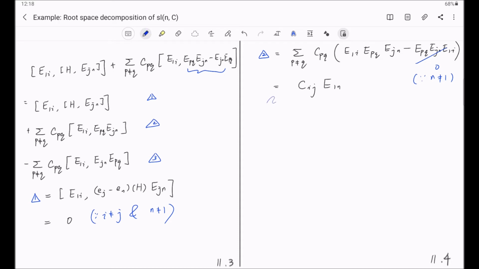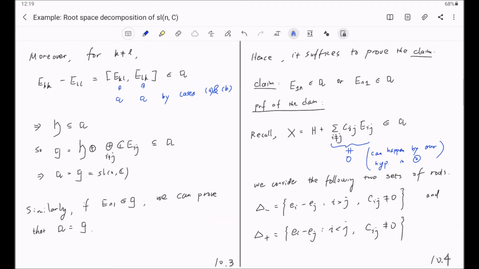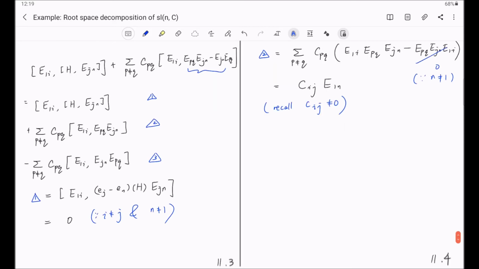So here you have to remember that c sub ij is non-zero by our choice of ij. We chose ij so that E sub i minus E sub j is the smallest element in delta negative. And by our construction, delta negative consists of exactly those E sub i minus E sub j's, where i greater than j, such that c sub ij is non-zero. So c sub ij here is non-zero.